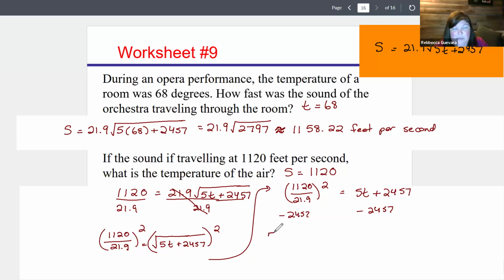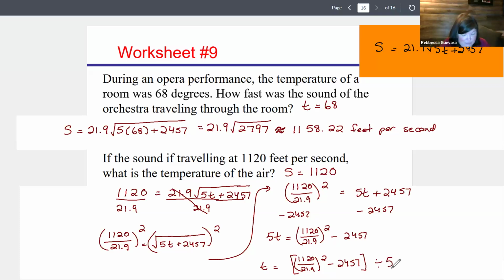So 5t is going to be equal to 1,120 divided by 21.9, all of that squared, minus 2,457. Then t itself would just be 1,120 divided by 21.9, squared, minus 2,457, and all of this is going to be divided by 5. So I'll stick that on my calculator as one lump sum. I'm doing it this way to make sure my calculation is as close as I can get it before I approximate.